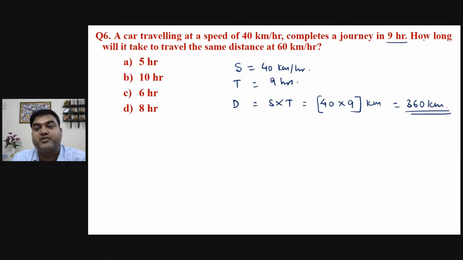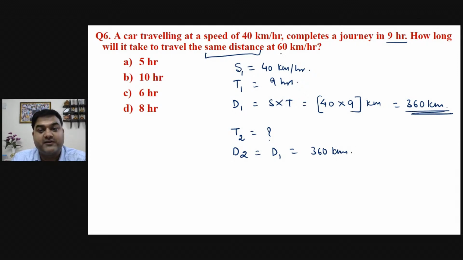Now part B of the question. How long will it take? So what they are trying to ask is, t is equal to what? This was scenario 1: speed 1, time 1, distance 1. Now scenario 2, what will be the time to travel the same distance? D2 is equal to D1, which is 360 kilometer. We have got it here, and the speed has changed. Speed 2 is 60 kilometer per hour.